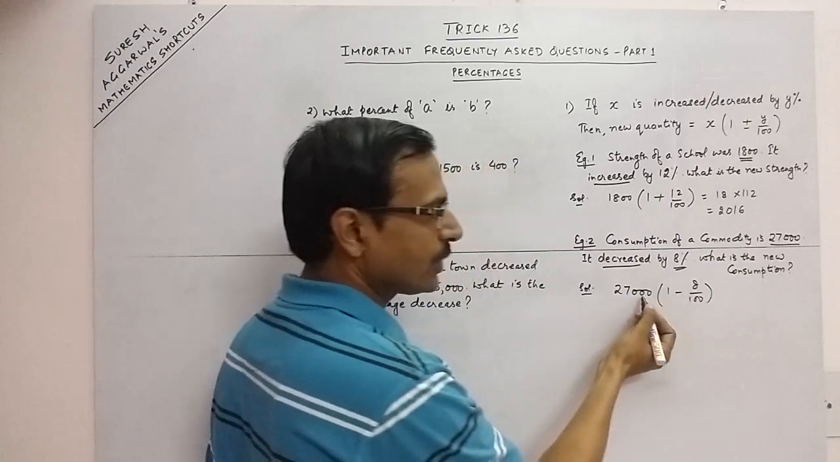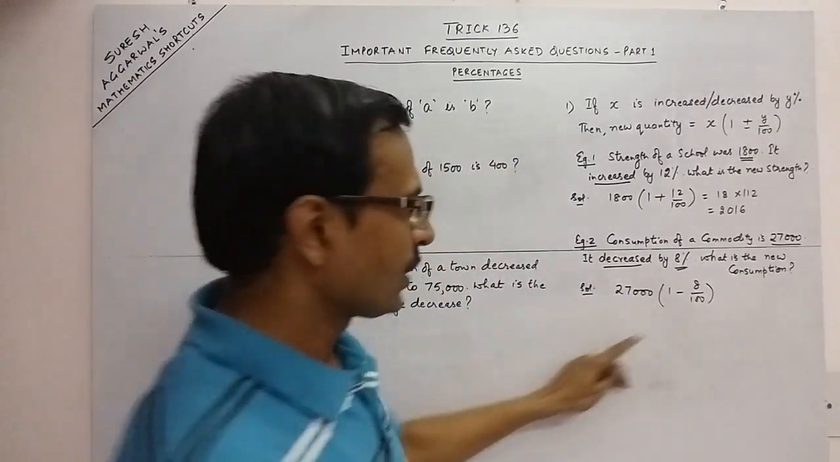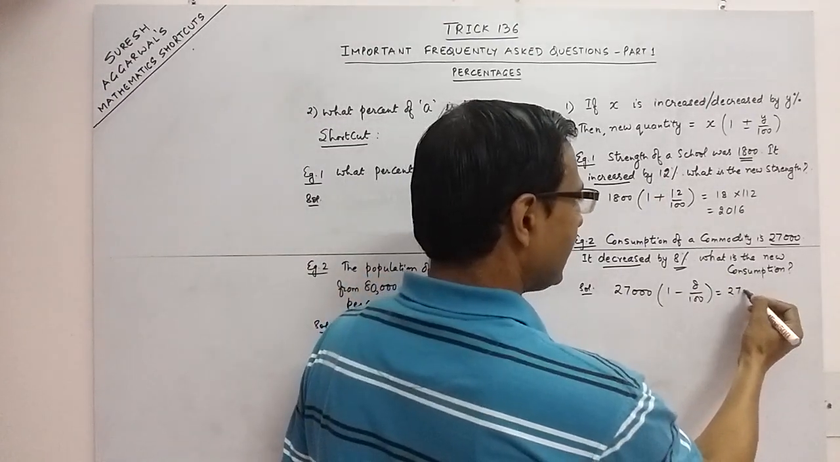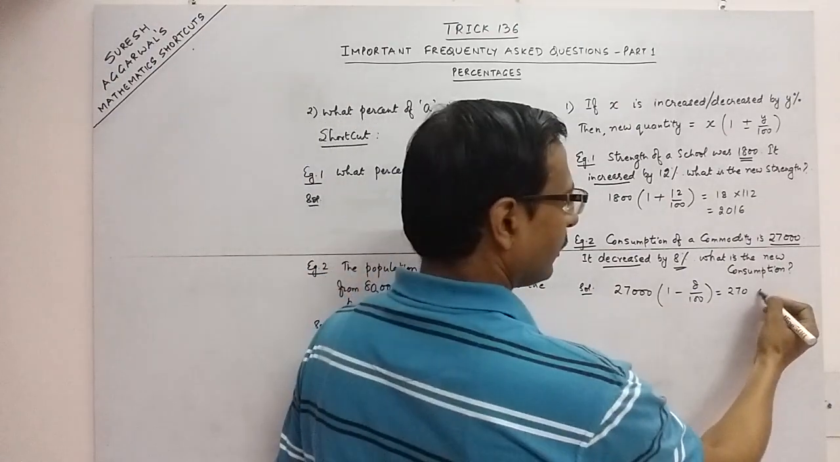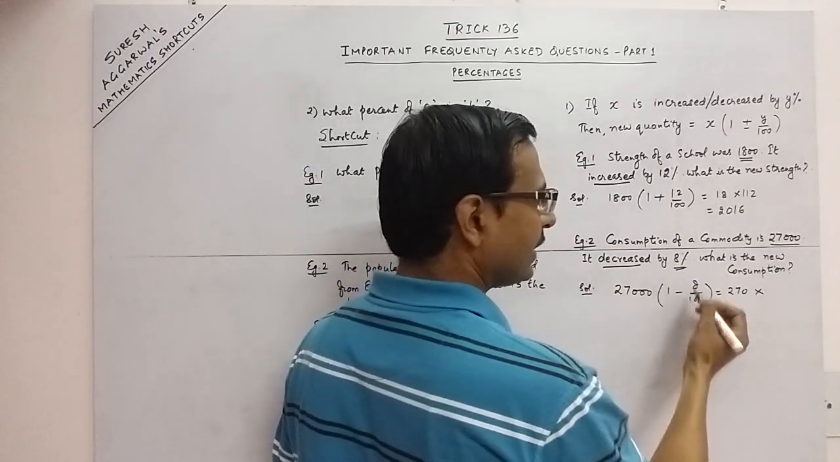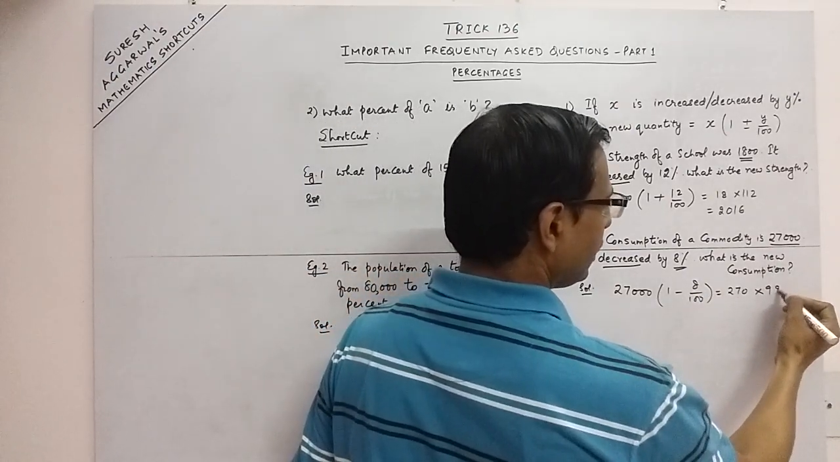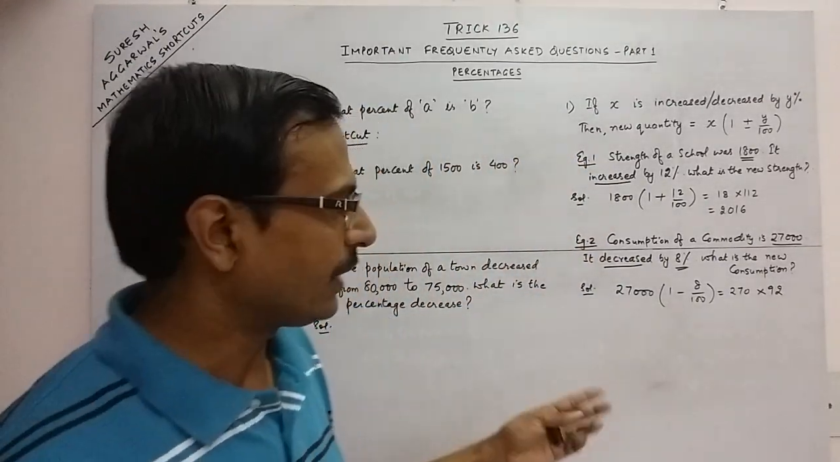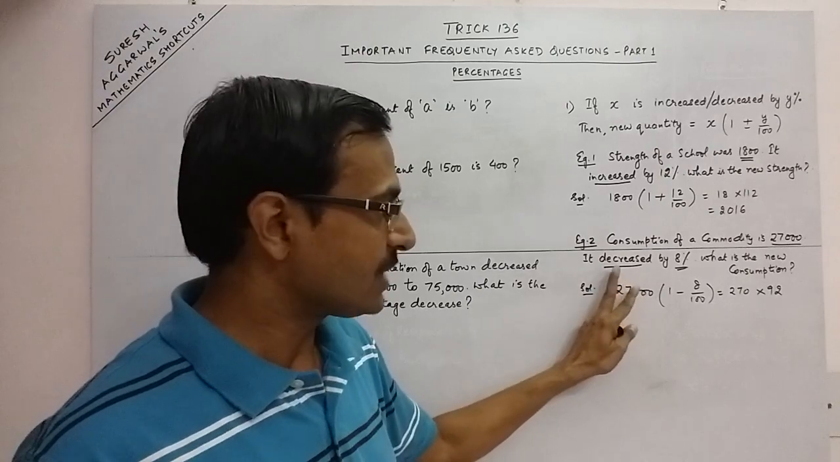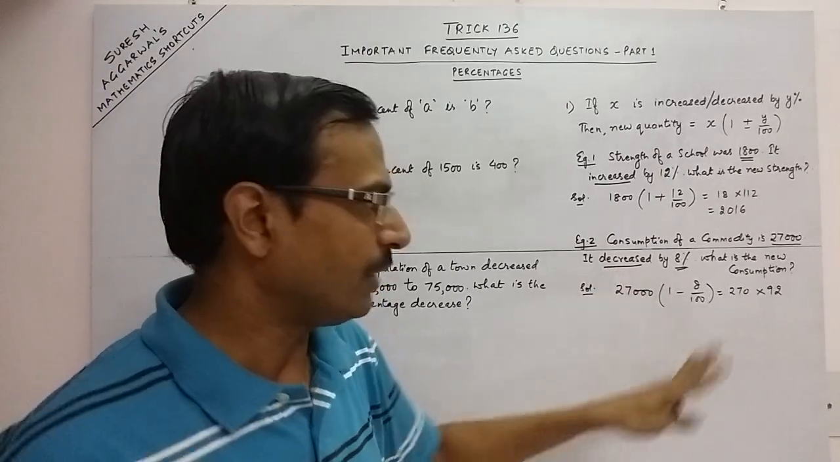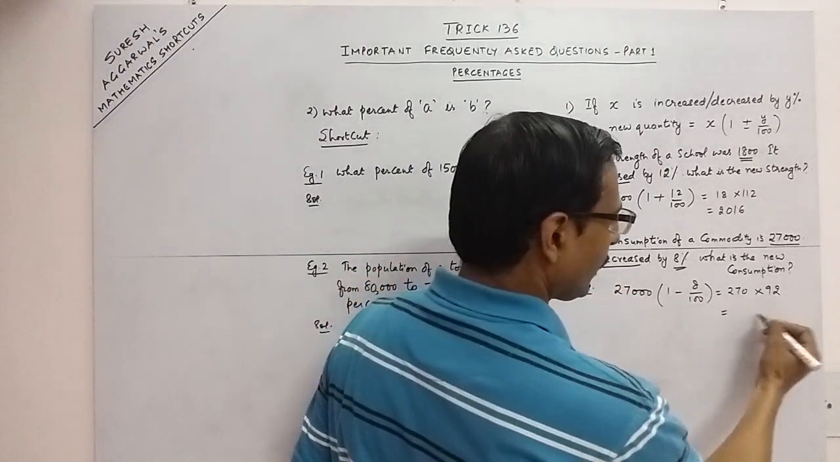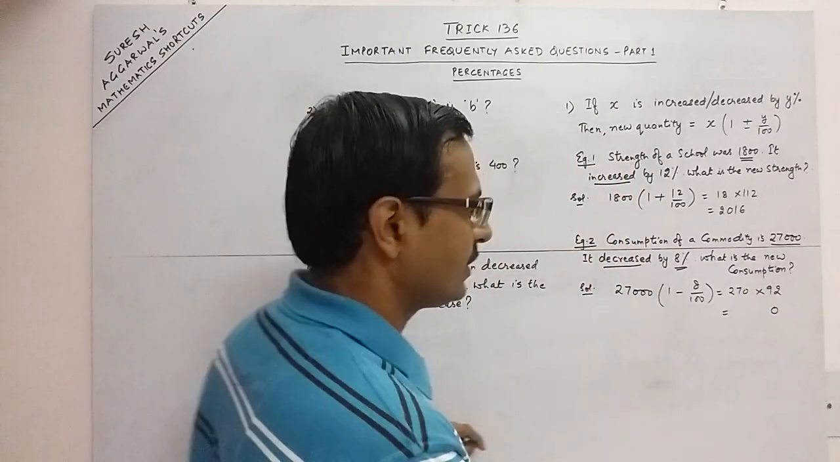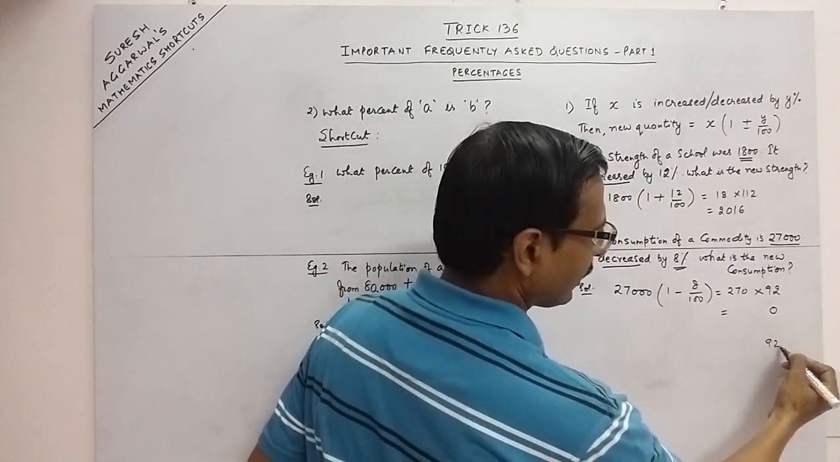So again two zeros you can cancel after taking the LCM. So this will reduce to 270 multiplied by 100 minus 8, that is 92. So if you multiply only these two terms you will get the final answer. So it is decreased here, and now this is a simple calculation which you have to make.